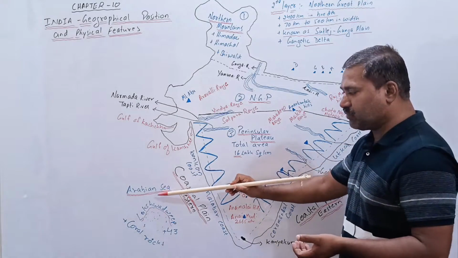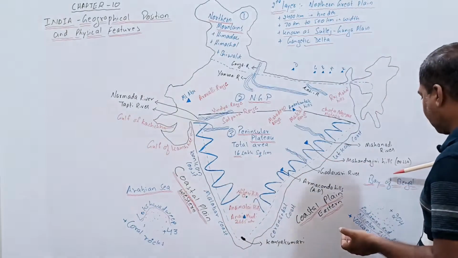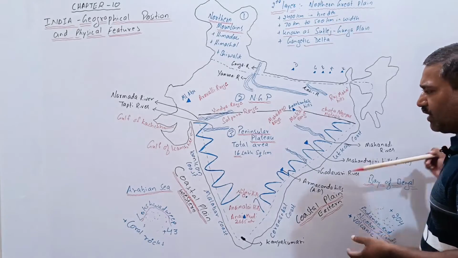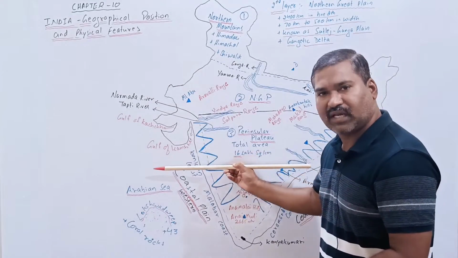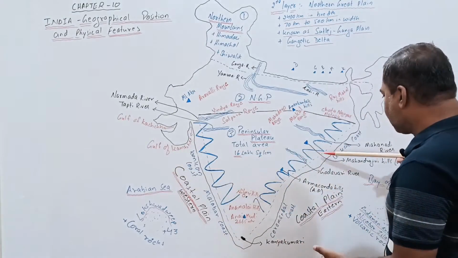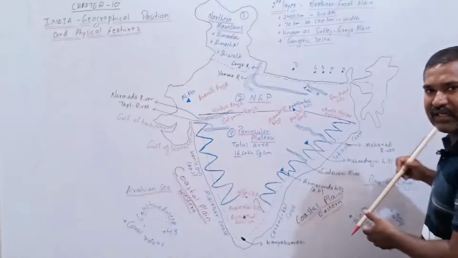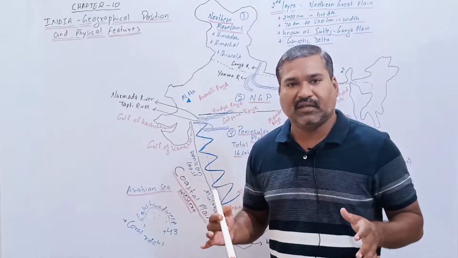Western Ghats lie towards the Arabian Sea. Eastern Ghats lie towards the Bay of Bengal. One more very simple point: the Western Ghats lie towards the western side, and the Eastern Ghats lie towards the eastern side. This is one of the very simple ways to distinguish them.